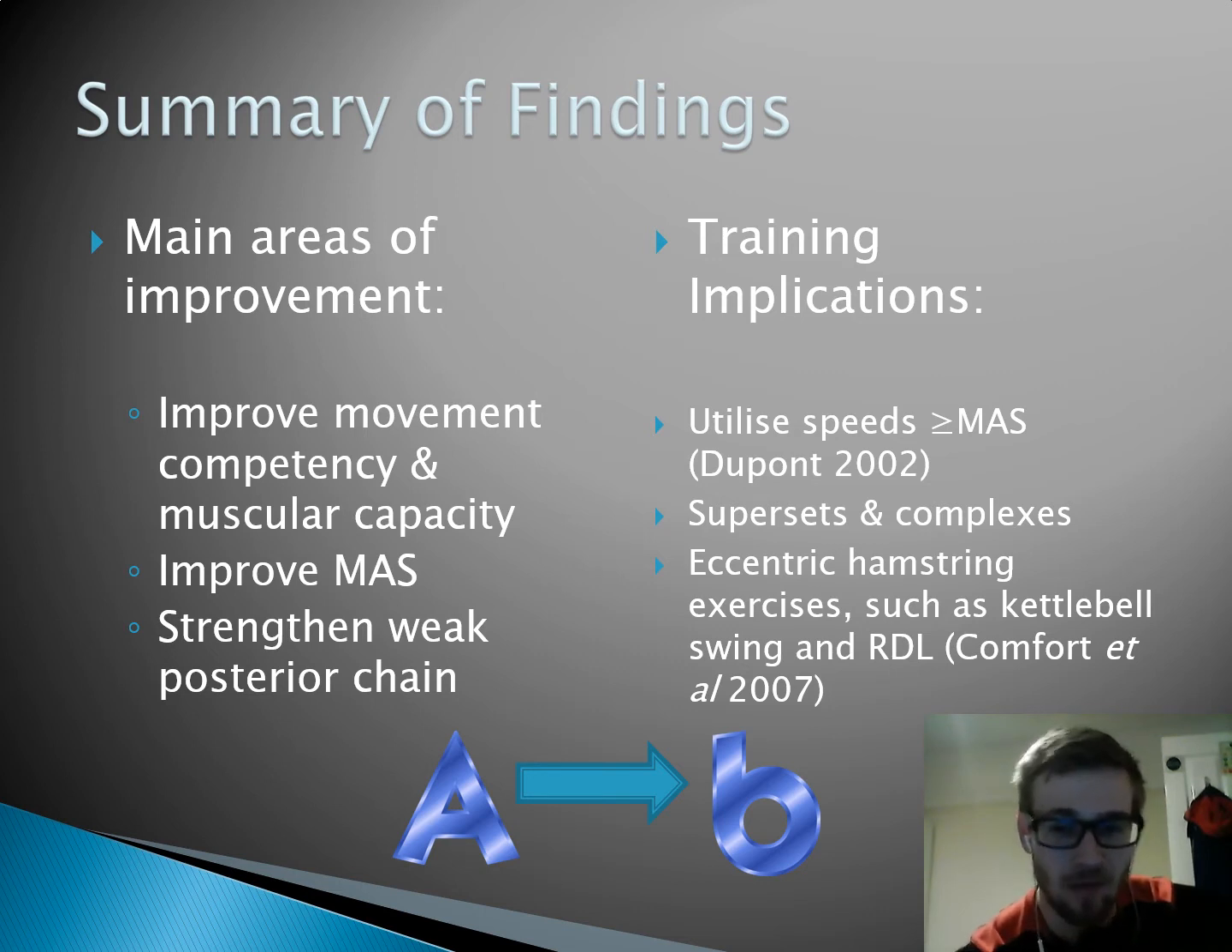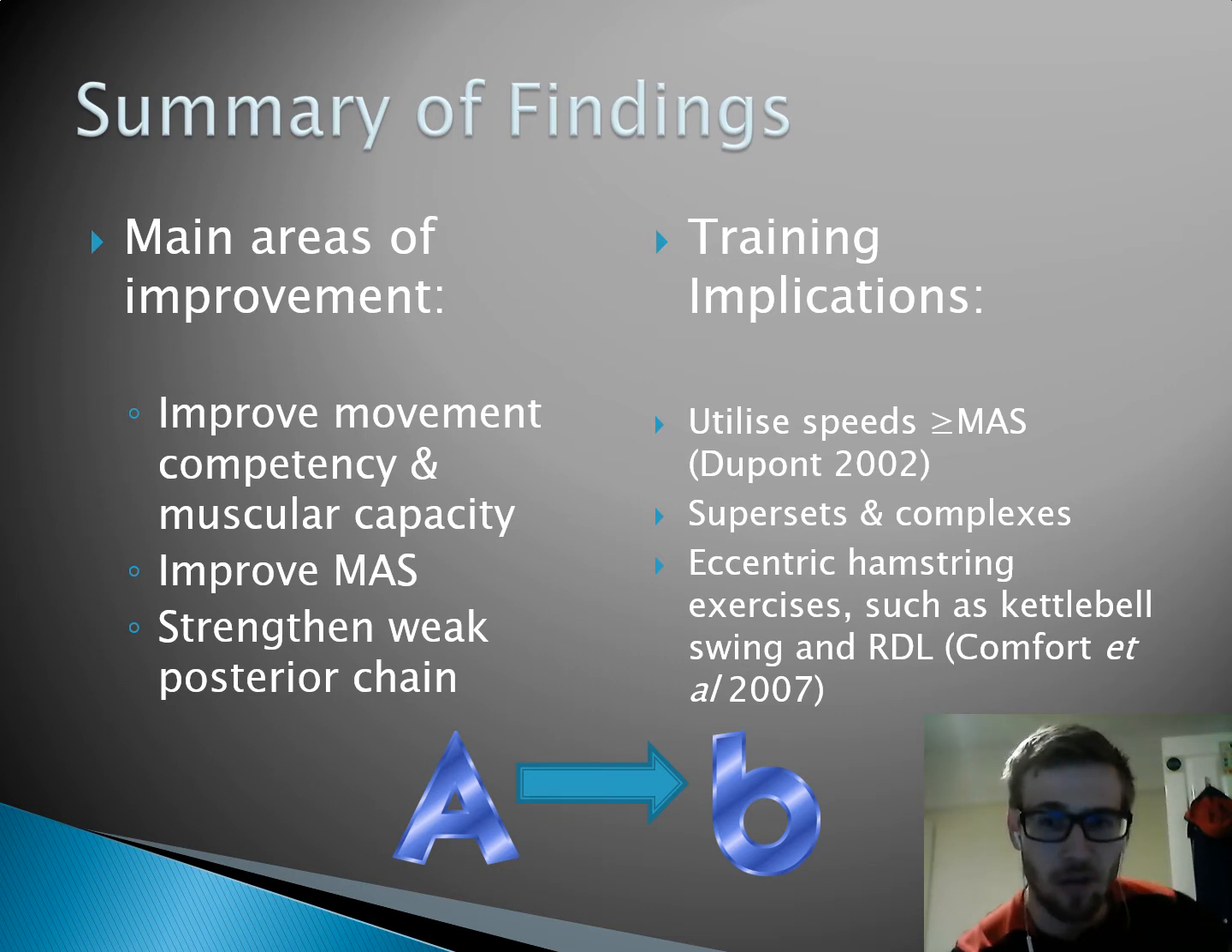Posterior chain, so hamstrings and glutes, were a big factor in order for us to take him from point A, which is him being pretty weak, not very explosive, and with not very good local muscular endurance, to point B, where he's a lot more powerful, a lot more explosive, and improves his maximal aerobic speed.